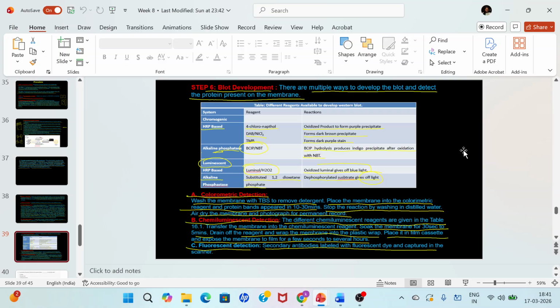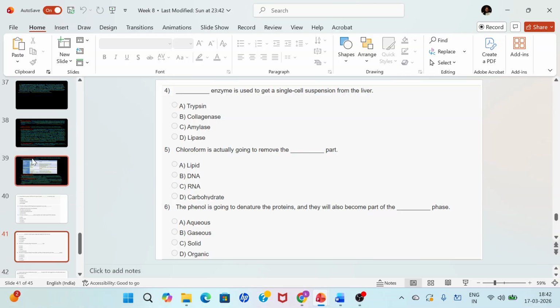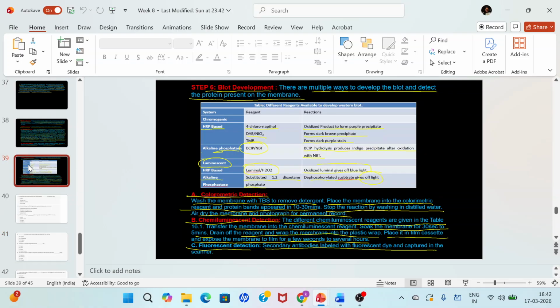So the colorimetric detection: wash the membrane with TBS to remove detergent. Place the membrane into the colorimetric reagent and protein bands appear in 10 to 30 minutes. Stop the reaction by washing in distilled water. Air dry the membrane and photograph for a permanent record. Then chemiluminescence detection is also done to further clarify the bands and the proteins. So this is how western blotting will be done.